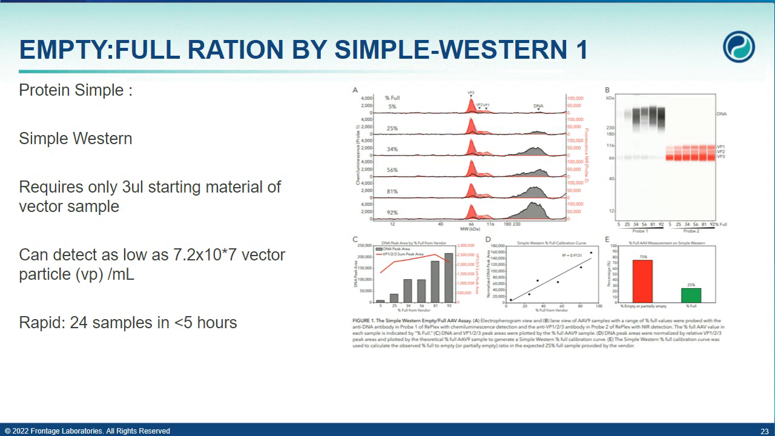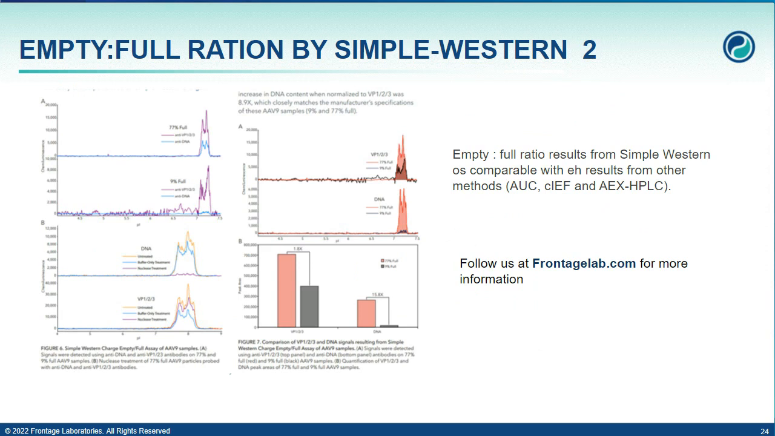it can detect 24 samples in less than 5 hours. The empty-full ratio by simple Western result is comparable with the result from other methods like AOC, CIF, and EX HPLC.